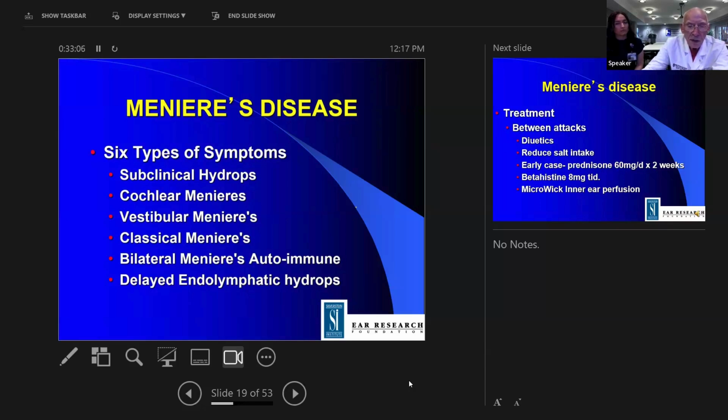And then there's the classical Meniere's disease that has the hearing loss symptoms and the vertigo symptoms at the same time. There's also a condition called bilateral Meniere's disease, which we call autoimmune inner ear disease. And there's also a condition called delayed endolymphatic hydrops, which is when one ear is damaged. Many years later, the other ear can develop Meniere's disease due to an allergic reaction.